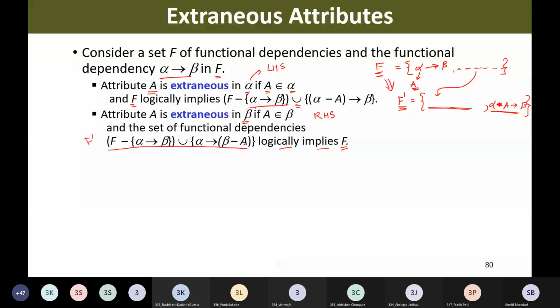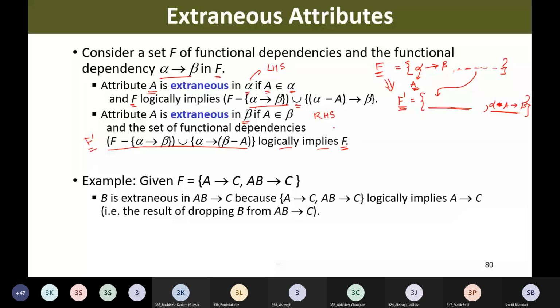So we are saying that A is extraneous in the right hand side of the functional dependency if the new set F dash logically implies my original set F. So let us see the example. Given the set of functional dependencies F having two dependencies, A to C and AB to C, we may say that this B is extra.